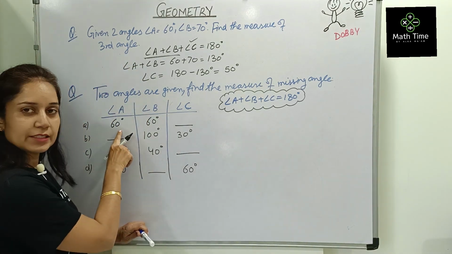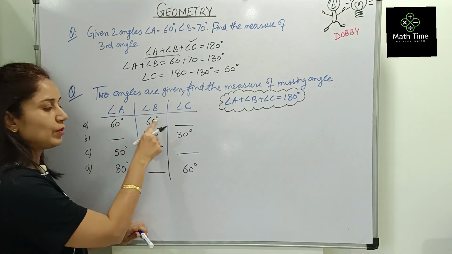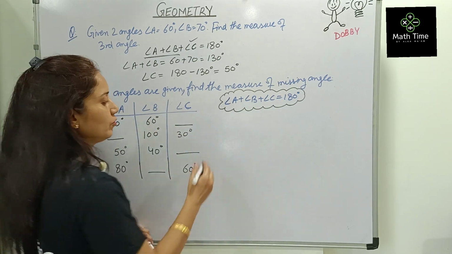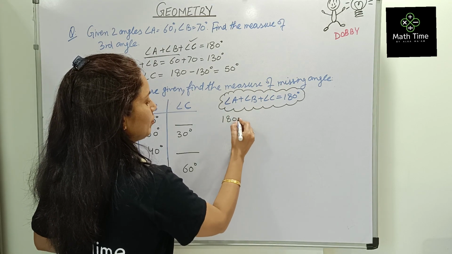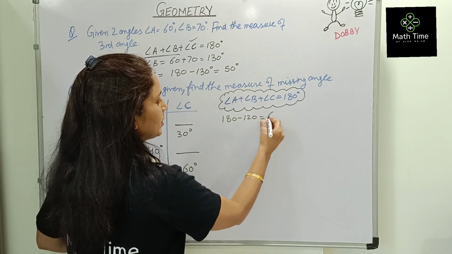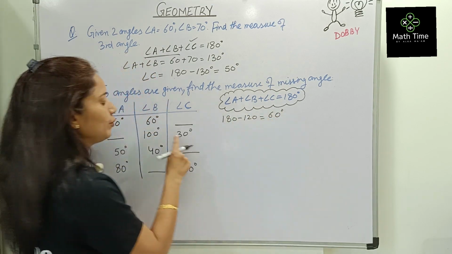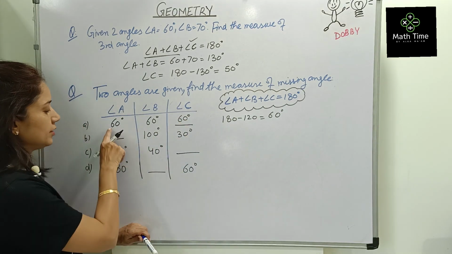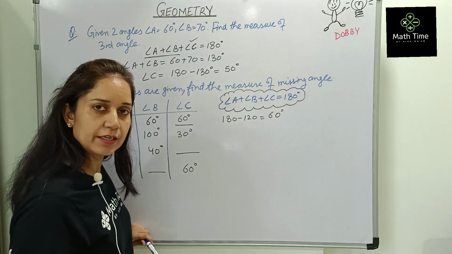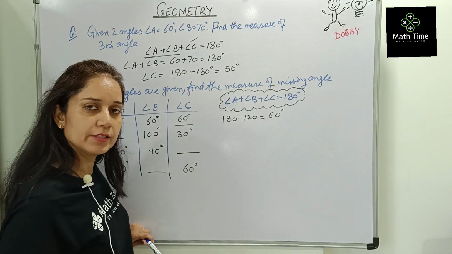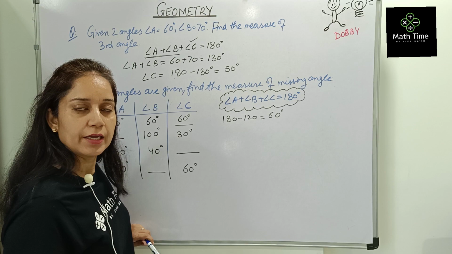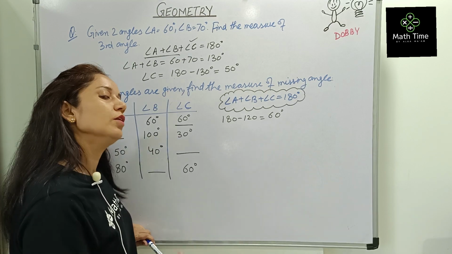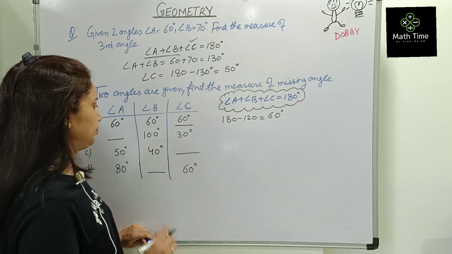Now angle A 60, angle B 60. 60 plus 60, 120. Subtract from 180. 180 minus 120 gives us 60 degree. That means angle C is also 60 degree. Now think, 60, 60, 60, all three angles equal. That means which triangle it is? Equilateral triangle. Equilateral triangle has all the three sides equal, all the three angles also equal.